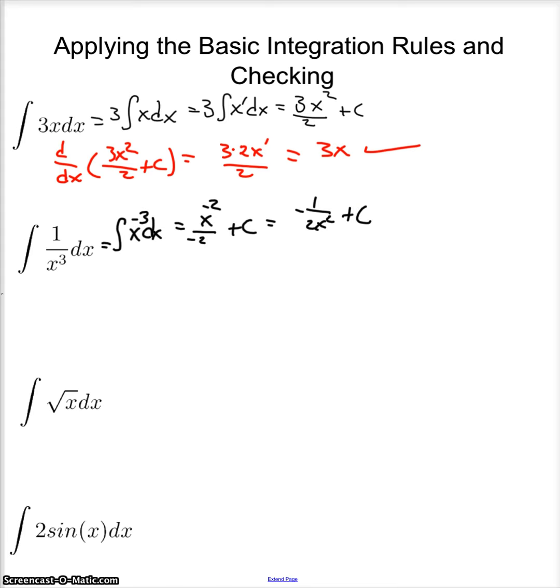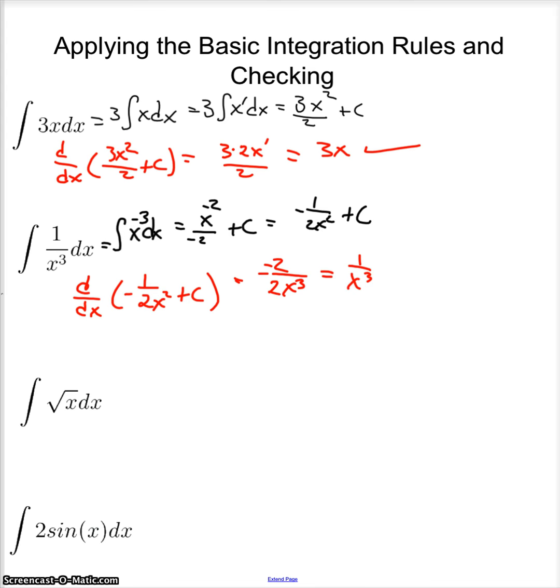Now I'm going to check. I'm going to take d dx of negative 1 over 2x squared plus c. Now, you remember for powers, I'm going to have another negative. So when I take the derivative, I multiply by the power, so that's negative 2 divided by 2x cubed plus 0, and it's positive, so I get 1 over x cubed.